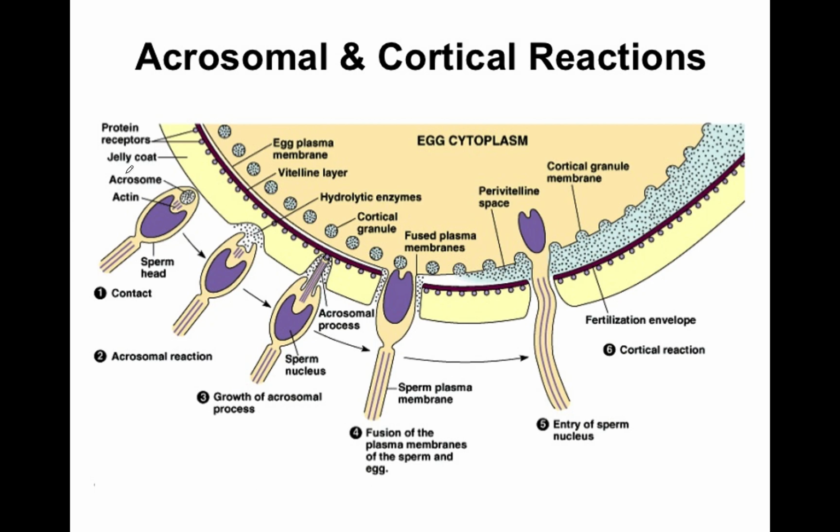This diagram demonstrates the whole process. So first we have, on the left, number 1, contact. When the sperm head comes into contact with the zona pellucida, that stimulates the secretion of hydrolytic enzymes from the acrosome onto the zona pellucida, and we get this acrosomal reaction where the hydrolytic enzymes from the acrosome digest a pathway through the zona pellucida.